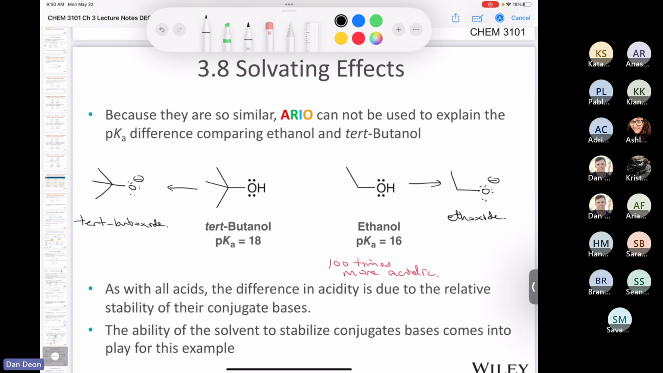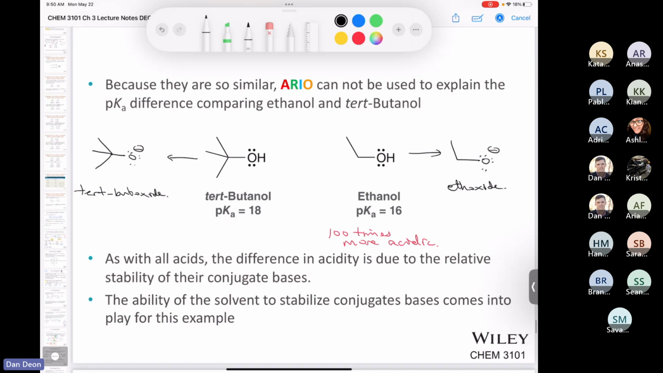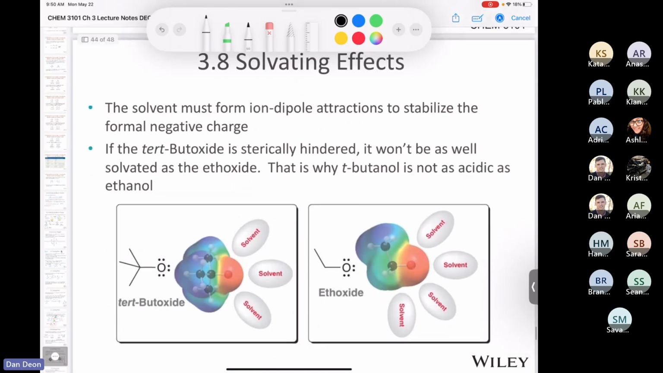So why is the ethoxide more stable? Why is it a more stable base? It must be more stable because it results in a more acidic alcohol. Well, the answer lies in steric effects, okay?